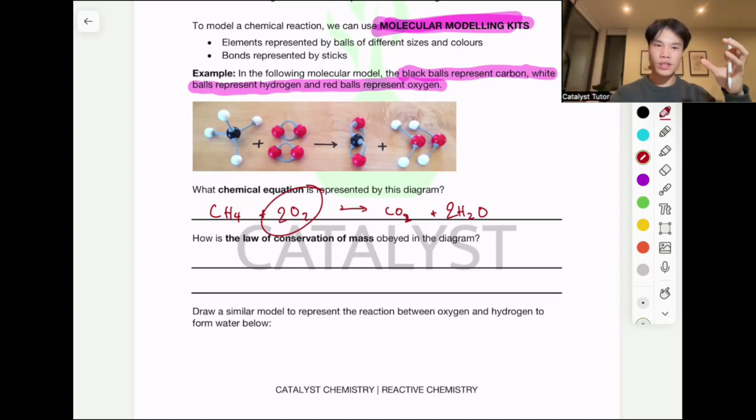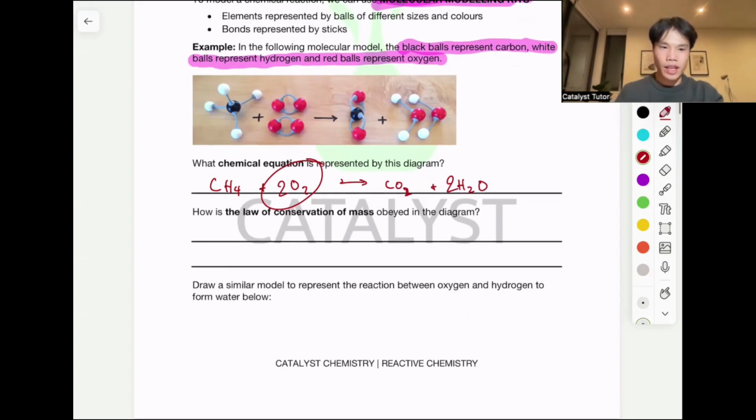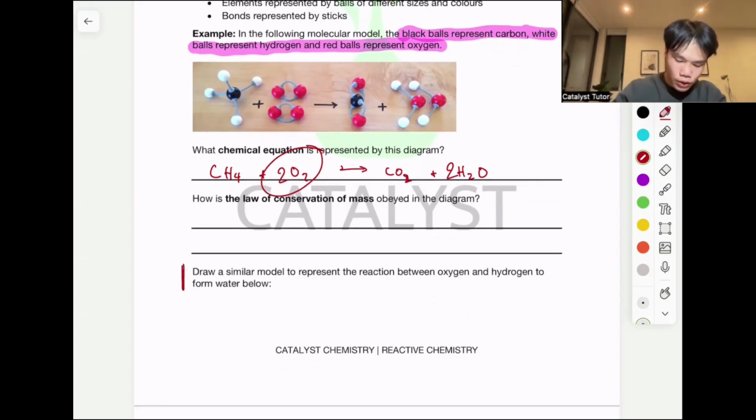Same number of hydrogens, same number of oxygens, same number of carbons. So therefore, mass has been conserved and we've obeyed the law of conservation of mass. Good. And then everyone have a go. Now you can construct your own model. Draw a small model to show the reaction between oxygen and hydrogen to form water. So draw it as if it was one of these models.